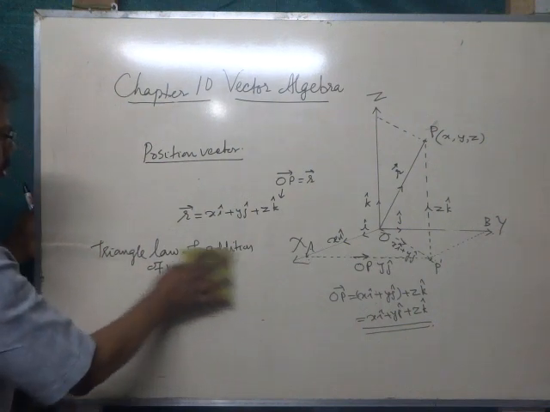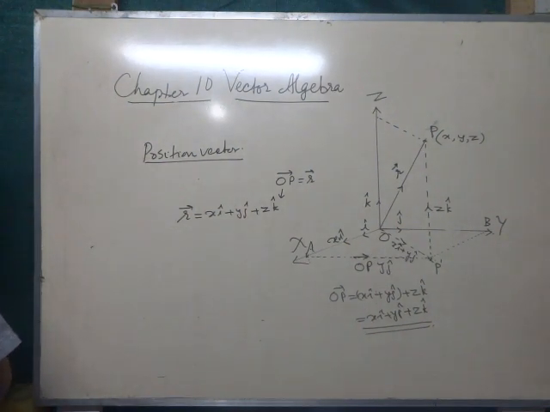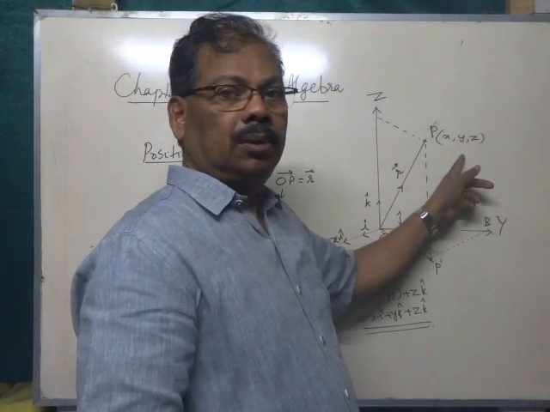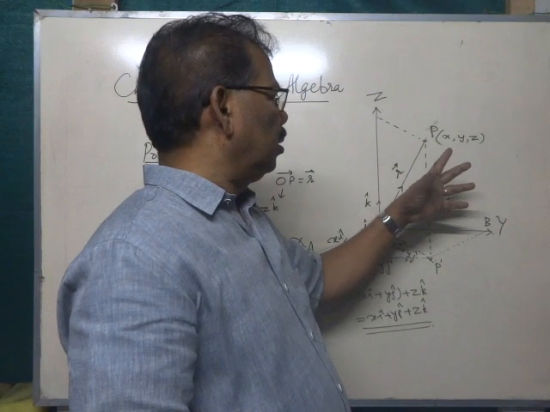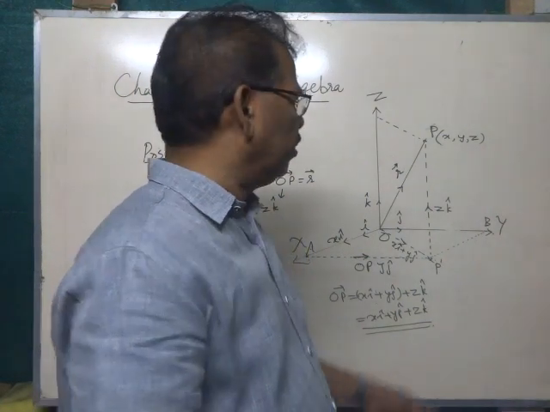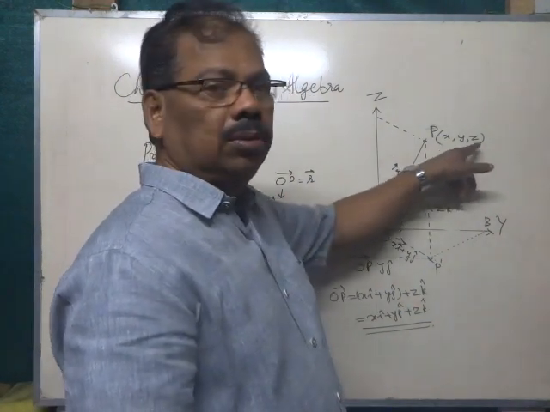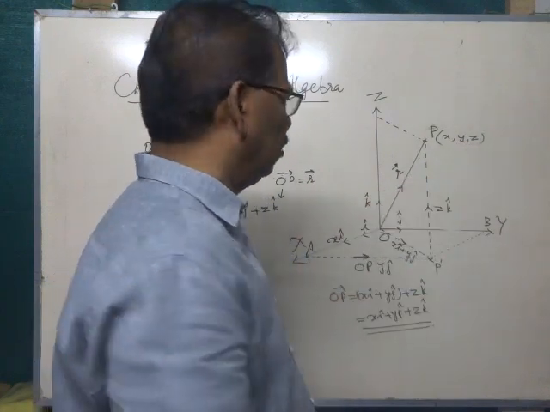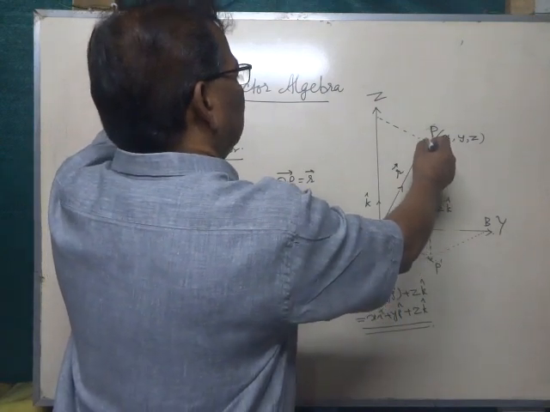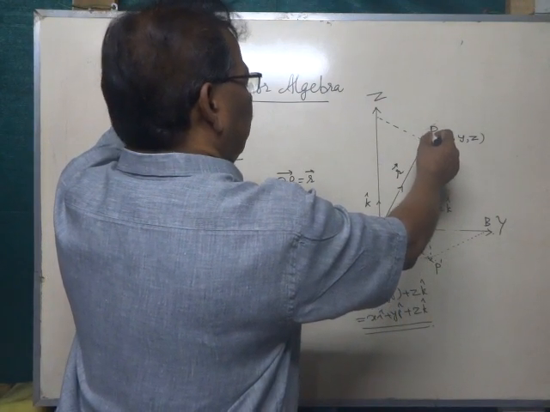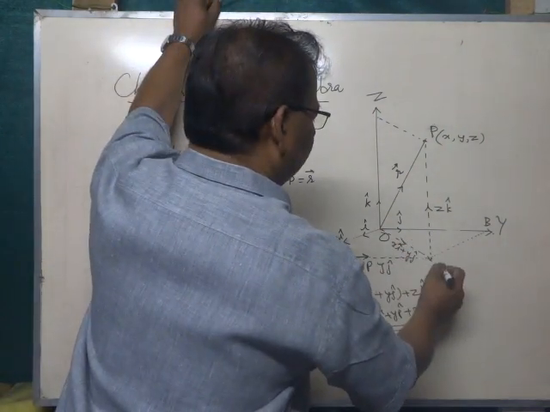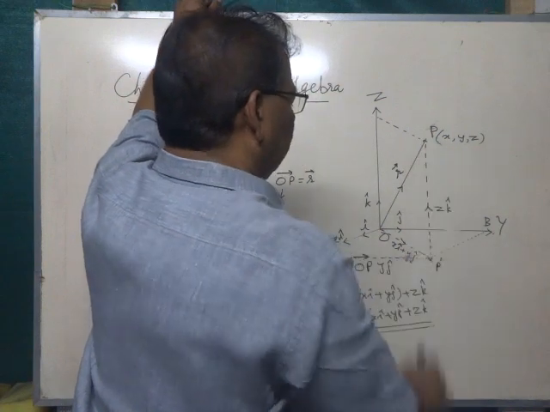Now, consider a point P(x, y, z) in the three-dimensional figure. That means x, y, z are positive. It is in the first octant. Now, let us drop a perpendicular from P to the XY plane, and let P dash be the foot of the perpendicular from P.